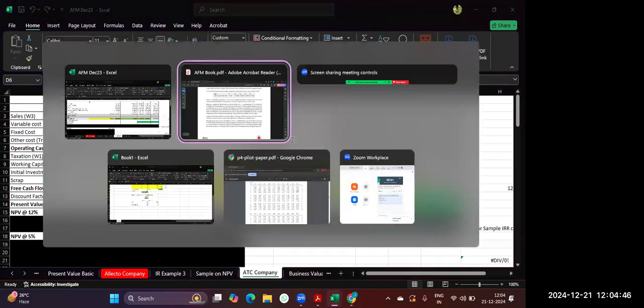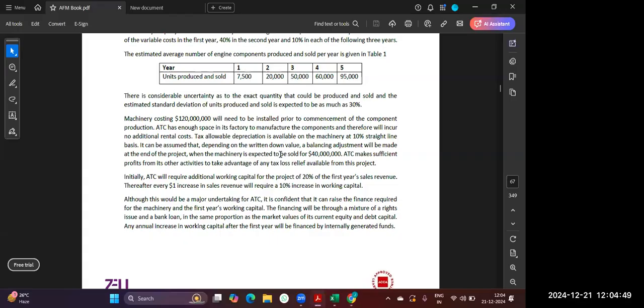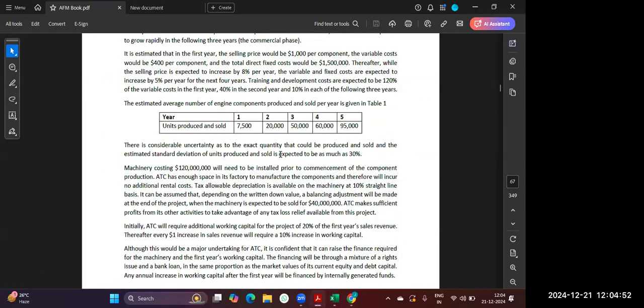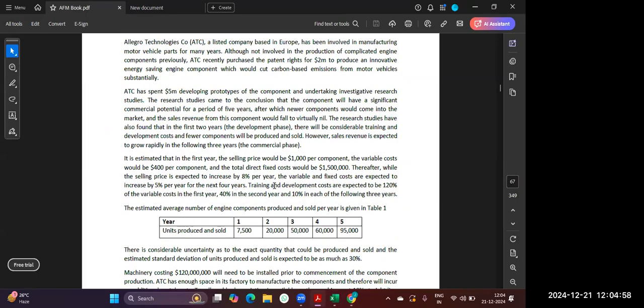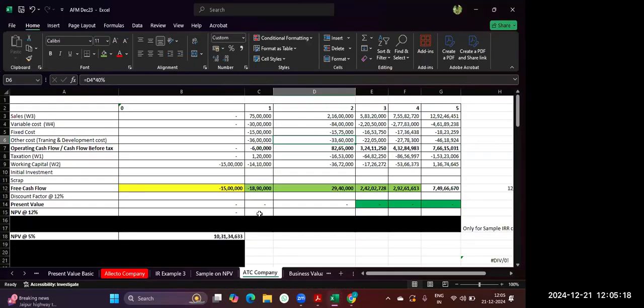The question says my training and development cost is an X percentage of variable cost, correct? Where was it mentioned? Yeah, this one. Can you see this line? First year, second year is given. And from third year onwards, we know it is fixed at 10%. Clear? Yes, sir. Any questions still here? Got it, sir. Okay.